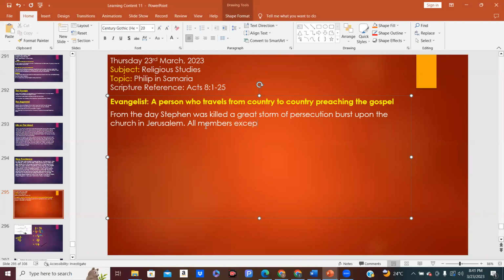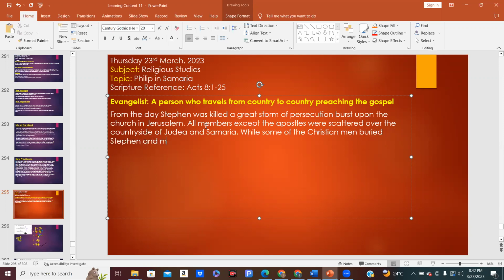All church members except the apostles were scattered over the countryside of Judea and Samaria, while some of the Christian men buried Stephen and mourned deeply over him.